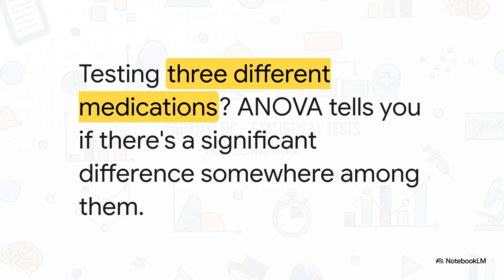And this is a perfect example. Let's say a study is comparing medication A, medication B, and a new medication C. And ANOVA will look at the results from all 3 groups and give you a simple yes or no. Is there a statistically significant difference somewhere among these groups? It won't tell you which one is best, but it's the critical first step to finding out.